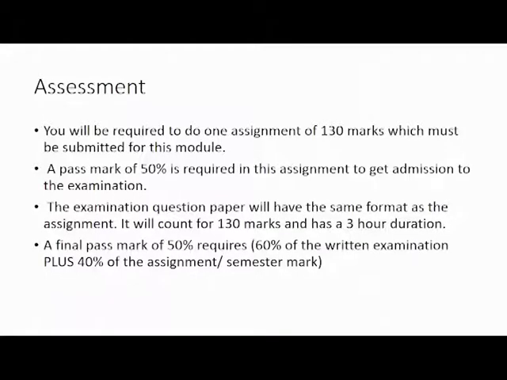So, for assessment, you'll be required to do one assignment of 150 marks, which must be submitted for this module. A pass mark of 50% is required in this assignment to get admission to the examination. The examination question paper will have the same format as the assignment. It will count for 150 marks and has a 3-hour duration. A final pass mark of 50% is required, which comprises 60% of the written examination plus 40% of the assignment or the semester mark.